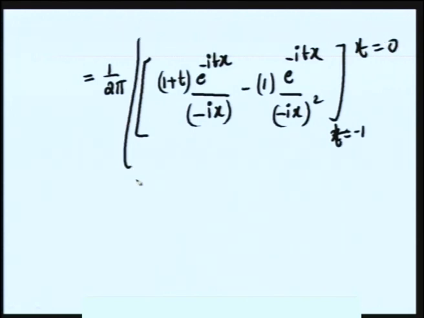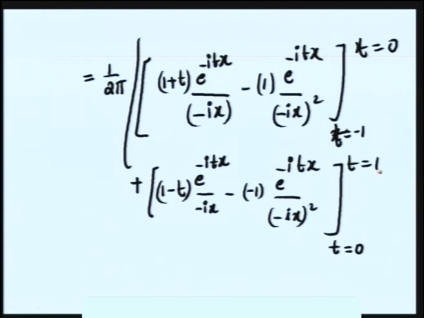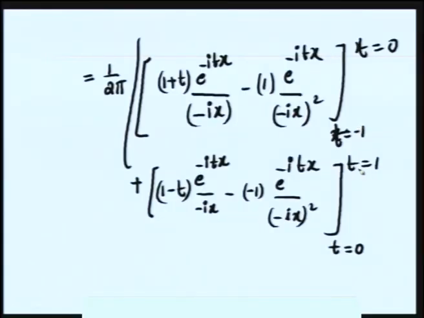This is the first integration, plus the second integration is 1 minus t into e power minus i t x by minus i x, minus the differentiation of this, which is minus 1 into e power minus i t x by minus i x the whole square, and the limits are for t is equal to 0 to t is equal to 1. We have to substitute t is equal to 1, and at the same time we have to substitute t is equal to 0, t is minus 1, t is equal to 1 and t is equal to 0.